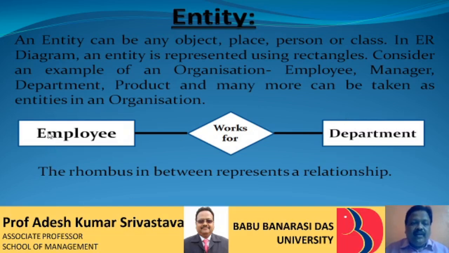Here, one entity is employee and another entity is department, and the relationship is works for, means the employee works for department. So the rhombus in between represents a relationship. We call it a diamond also. So I hope by this simple figure, the ER diagram must have got a shape in your mind.